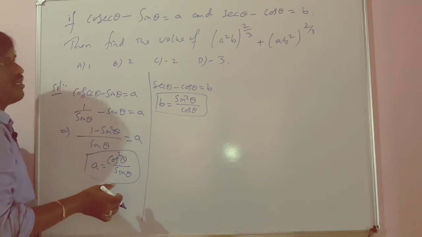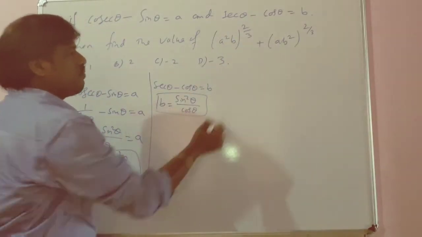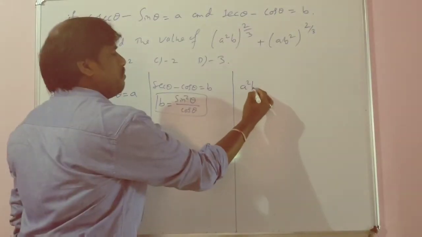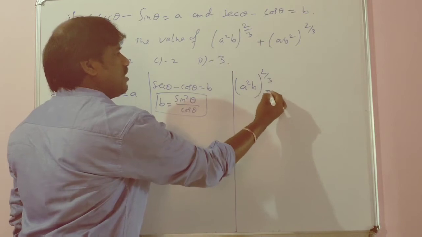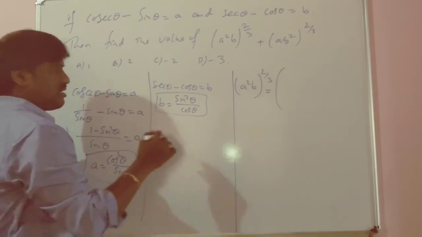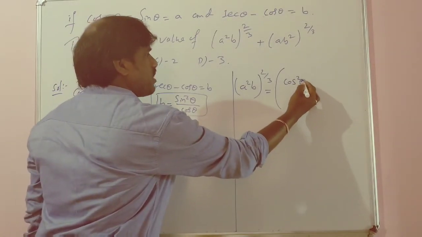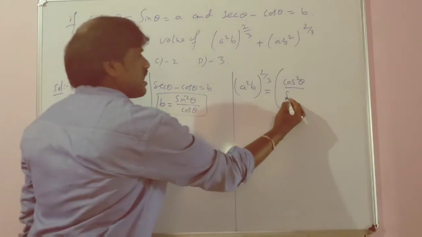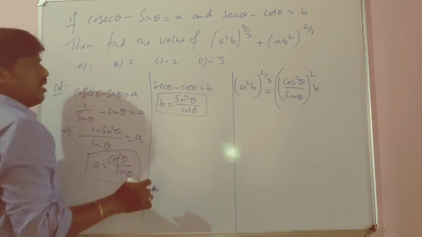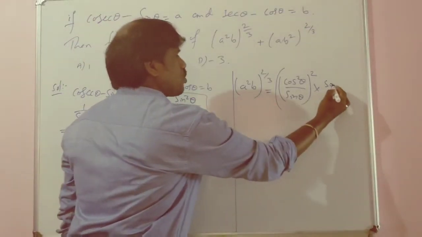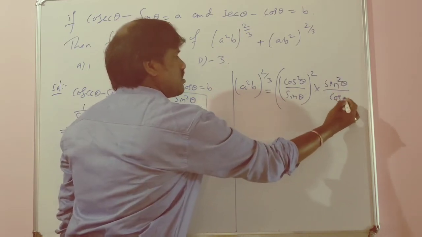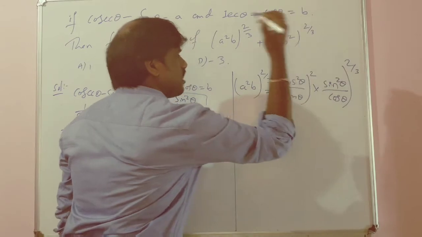Now what I have to do here, I have to find this value, right? So what do you do here? Let us find the answer simply. So A square B to the power of 2 by 3 value is how much? What is A square? Just write down this. A square is nothing but cos square theta divided by sin theta, whole square, into what is the B value? B is sin square theta divided by cos theta, to the power of 2 by 3 you have.